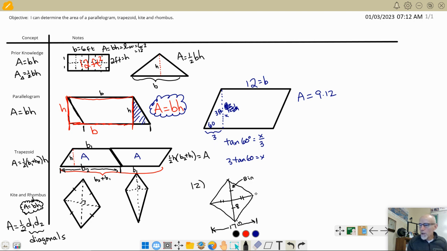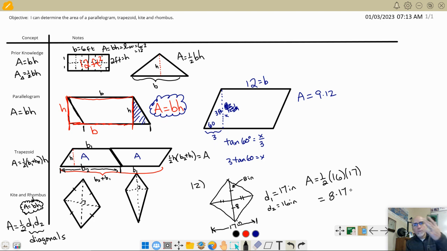So one diagonal for sure is 17. Let me label it diagonal 1. I'm going to call it 17 inches. It doesn't matter if I call it diagonal 1 or diagonal 2. And then diagonal 2 is going to be 16 inches, because this is 8, this is 8. So now my area comes out to be one half times 16 times 17. Half of 16 is 8, so I go 8 times 17.